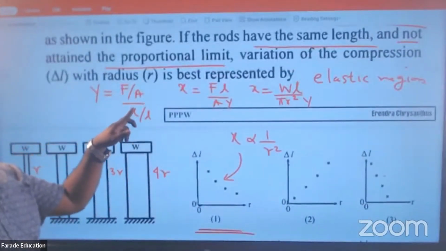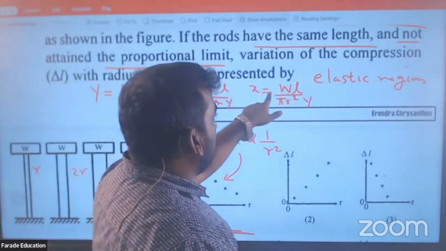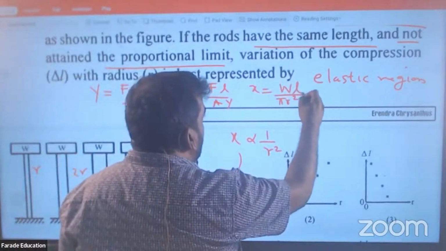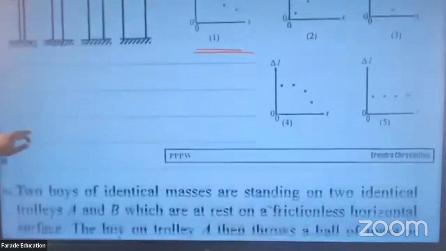Young's modulus is stress over strain. Rearrange it. x is inversely proportional to R squared. Load, length, π, Y all constant. From this you can build the basic relation. Okay. Right.